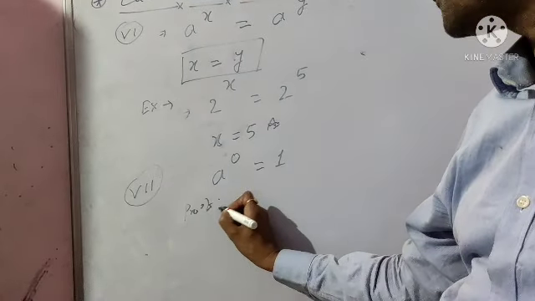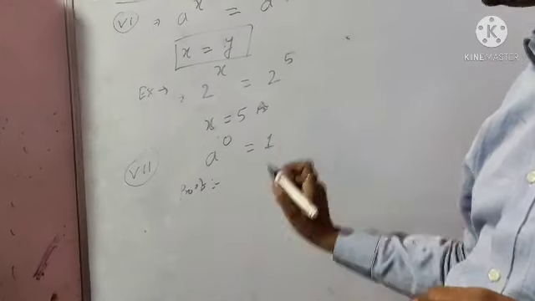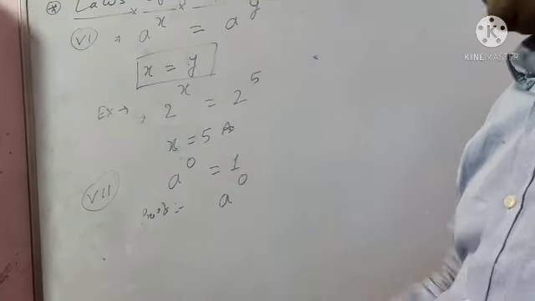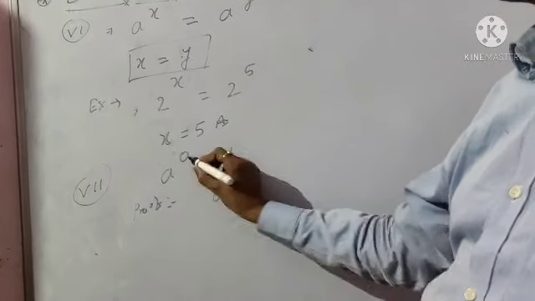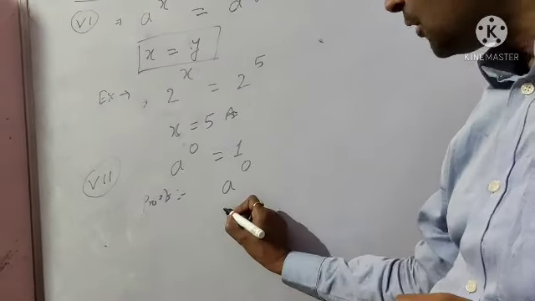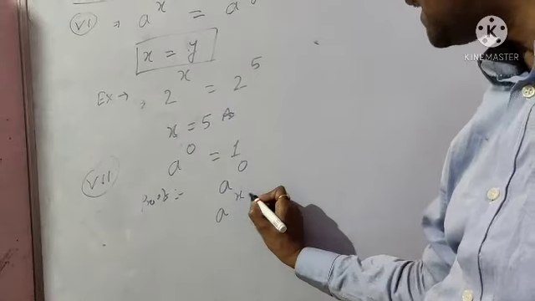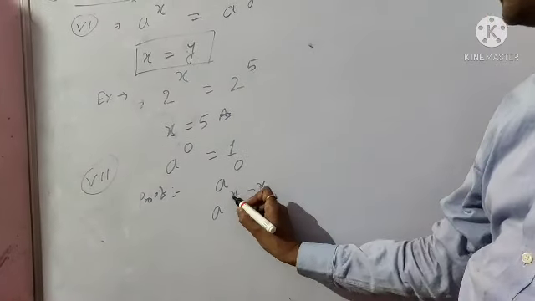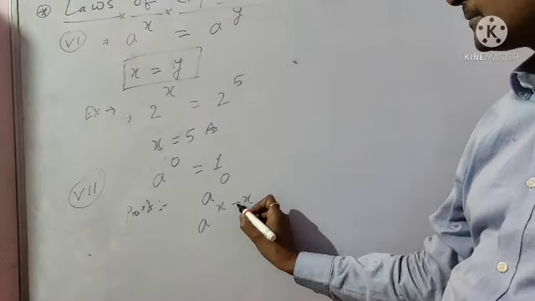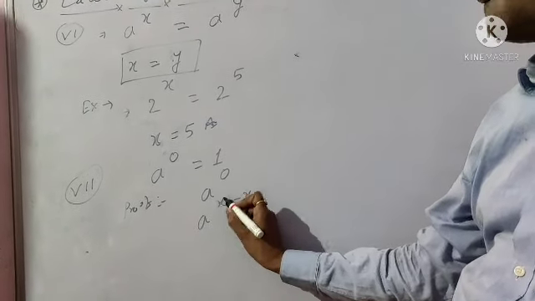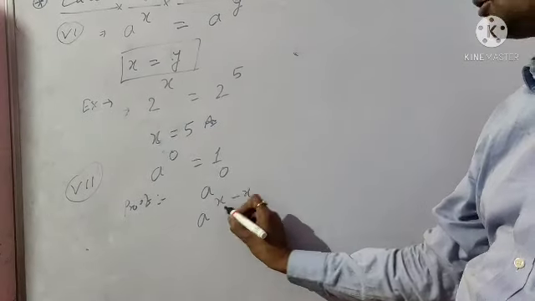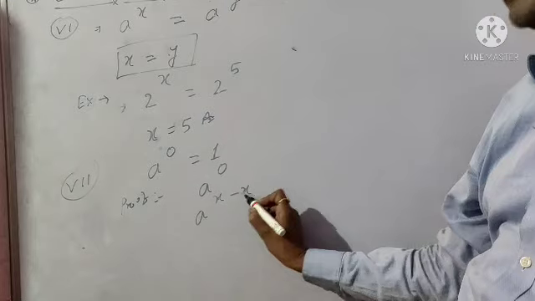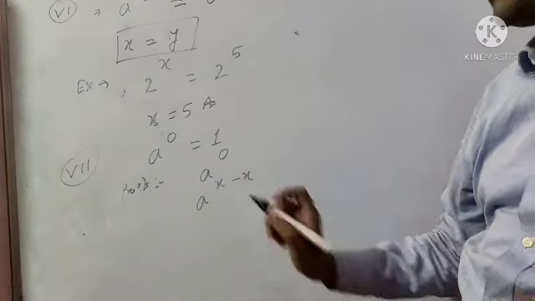How to prove this question here, student? A to the power 0 is equal to 1. So anything to the power 0 has a value equivalent to 1. Anything to the power 0 can be written as x minus x. We know that, student, if both values are equal and the sign is subtraction, then these two cancel. So plus x and minus x, the result is 0. So in place of 0 we can write x minus x. So a to the power x minus x.